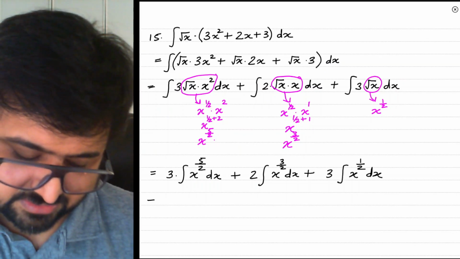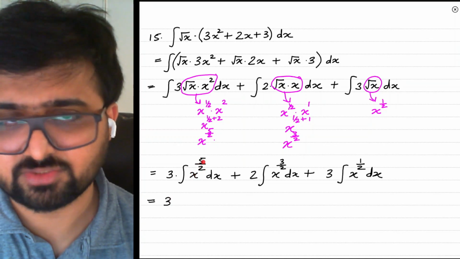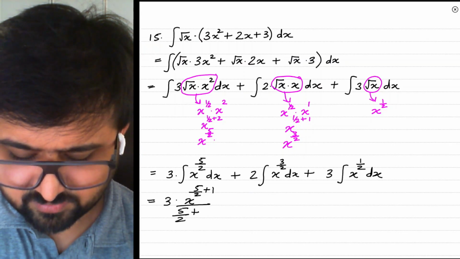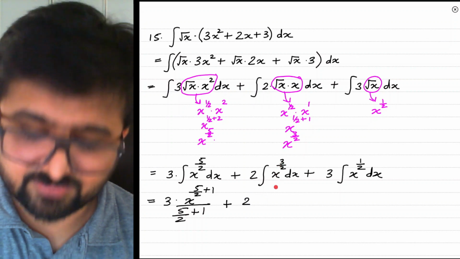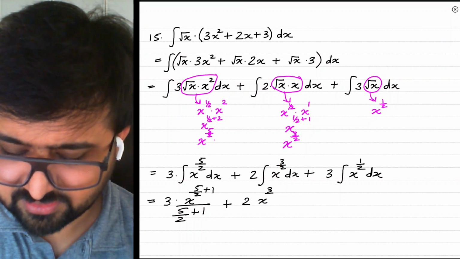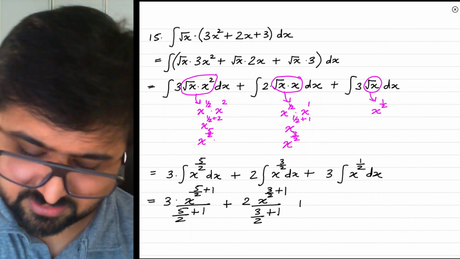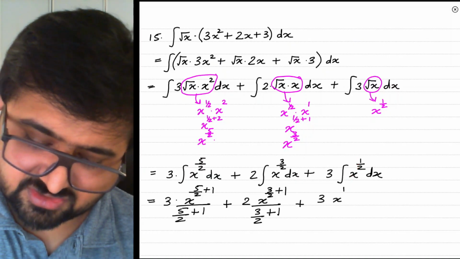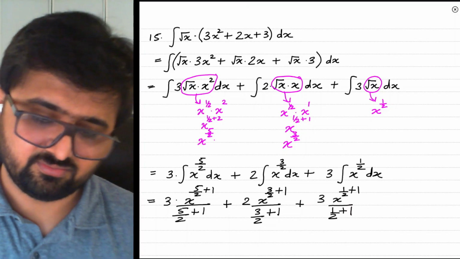That is equal to 3 integral of x to the power 5 by 2. Again, it's like x to the power n. So that will become x to the power 5 by 2 plus 1 over 5 by 2 plus 1, plus 2 times x to the power 3 by 2 is x to the power 3 by 2 plus 1 over 3 by 2 plus 1, plus 3 times integral of x to the power 1 by 2 is x to the power 1 by 2 plus 1 over 1 by 2 plus 1.